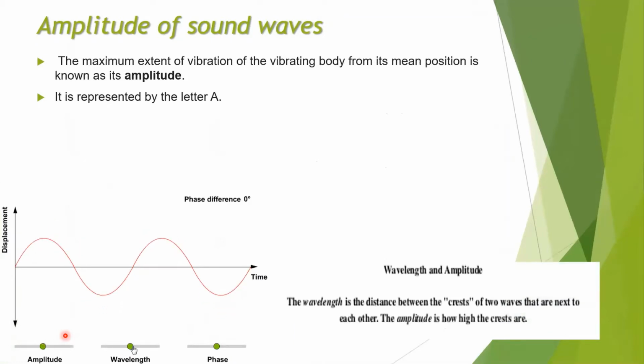Amplitude of sound waves. The maximum extent of vibration of the vibrating body from the mean position is known as its amplitude. Mean position here is this line. It is represented by the letter A. You can see wavelength. So what wavelength means? Wavelength is the distance between the crests of two waves that are next to each other. This means amplitude. And this means wavelength, as I said right now.